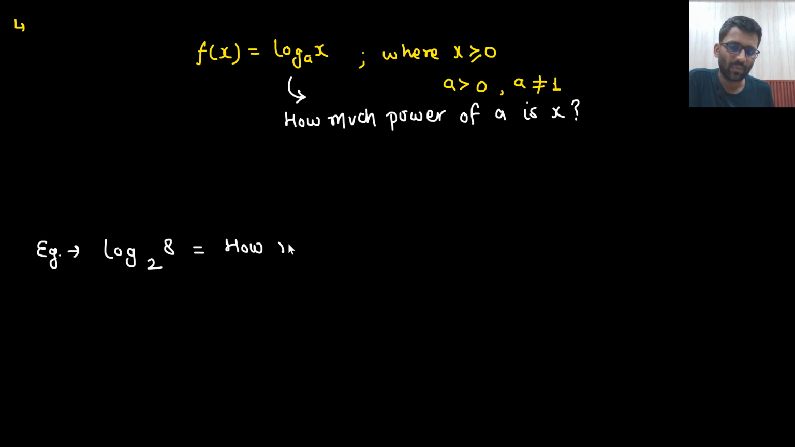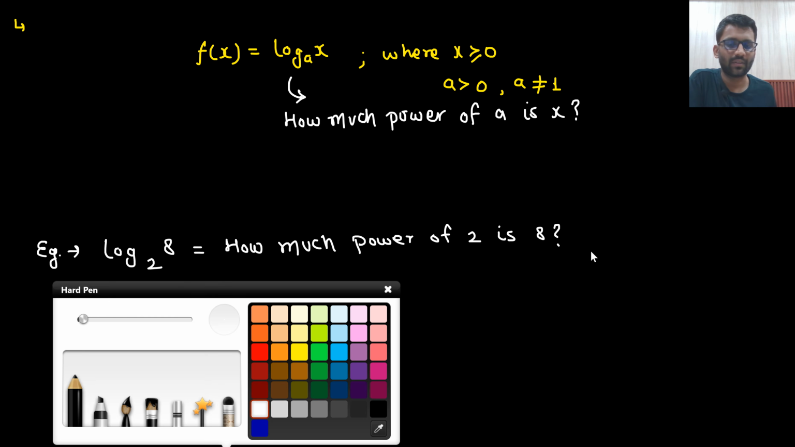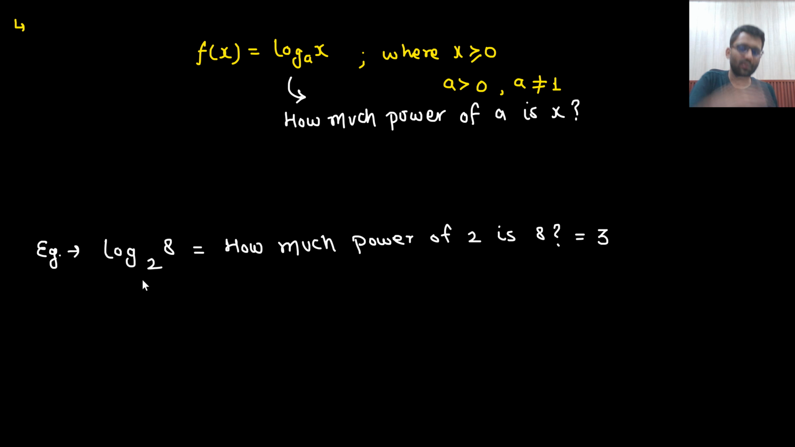What I will say here, how much power of 2 is 8? So the power is 3. 2 to the power 3 is 8. That means the answer will be 3. So log 2 8 is equals to 3. Log a x will be equals to what? a to the power how much is x?